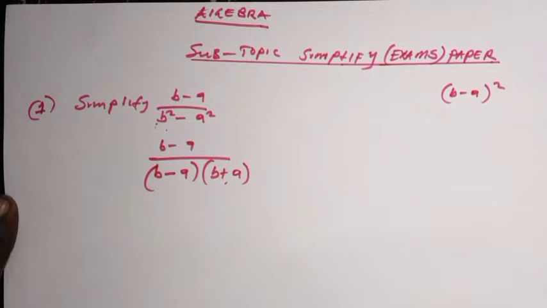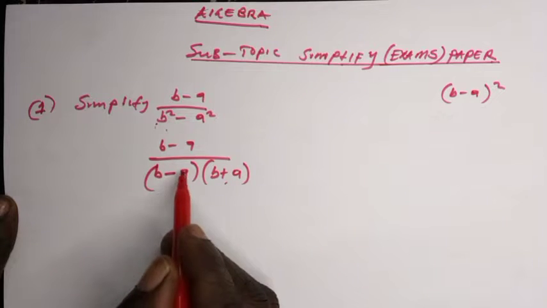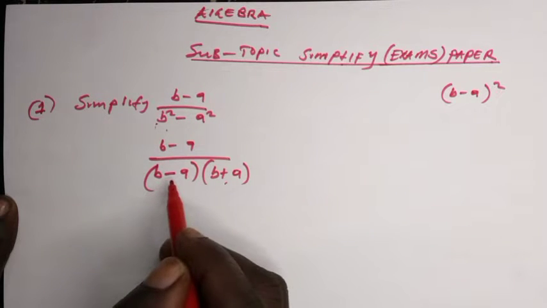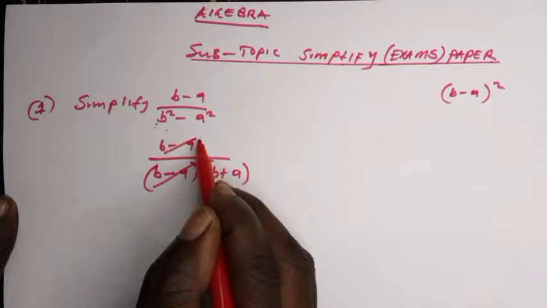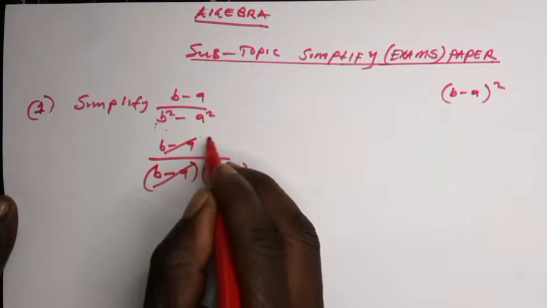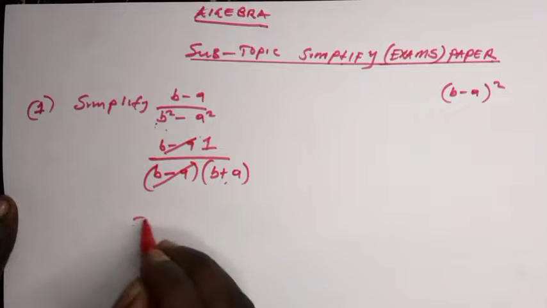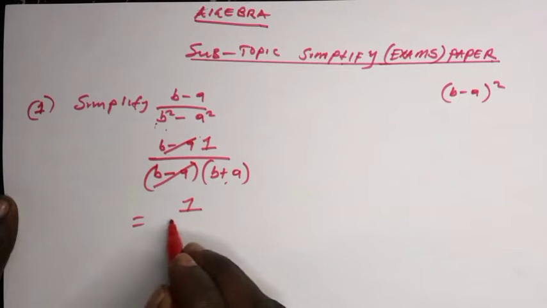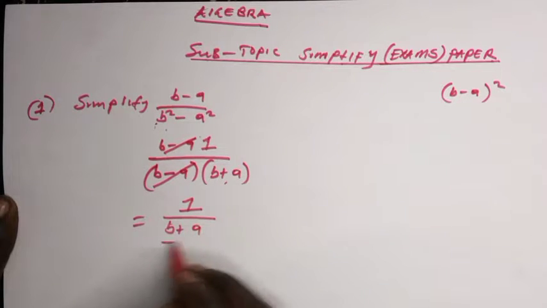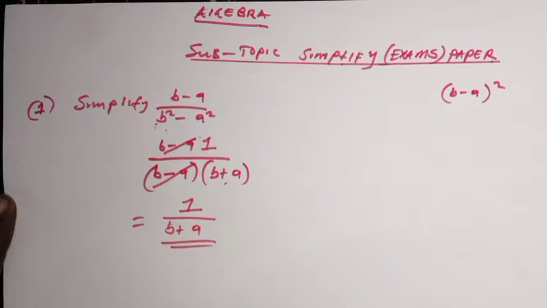So let's simplify now. You can see that b minus a is common even down, so you cancel here and here. What is remaining on top is 1. So the answer will be 1 over b plus a. That's the final answer.